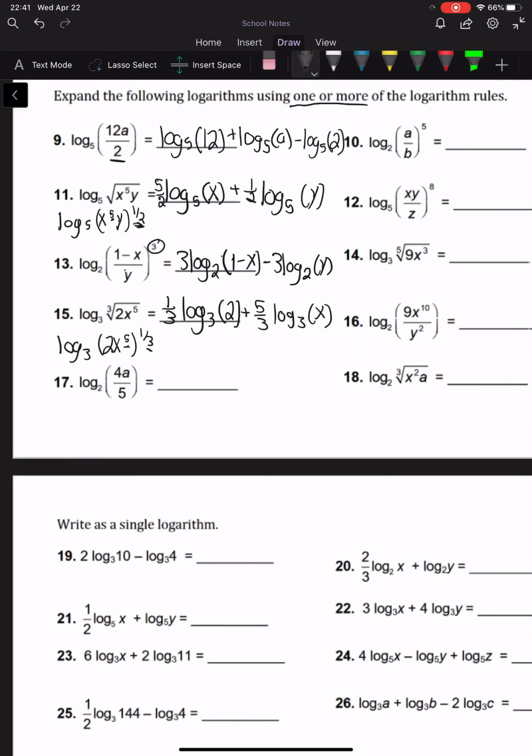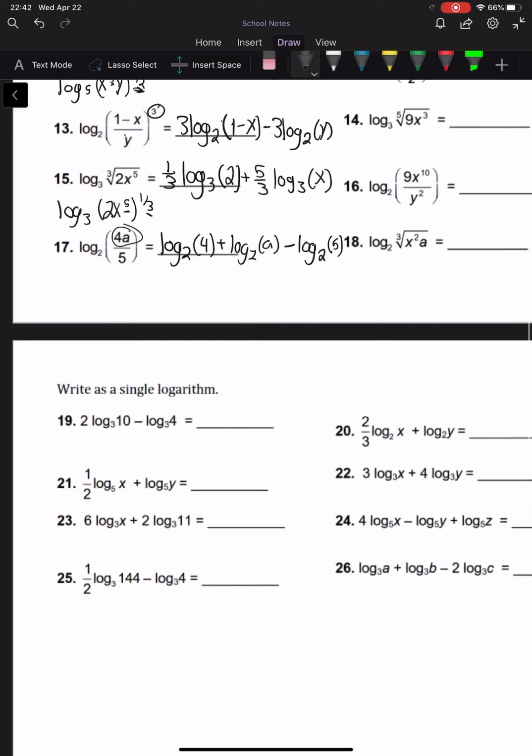Question number 17. Things are going to get a little bit easier on this one. So we're going to have log base 2 of 4 plus log base 2 of a. And now this is just coming from the product rule up top. And then we're going to have our quotient rule. So we're going to subtract log base 2 of 5. And so that's everything so far.